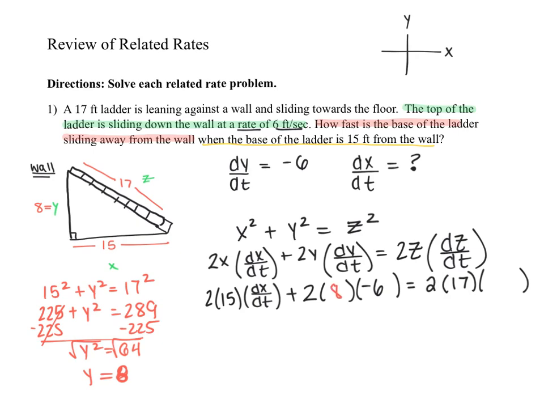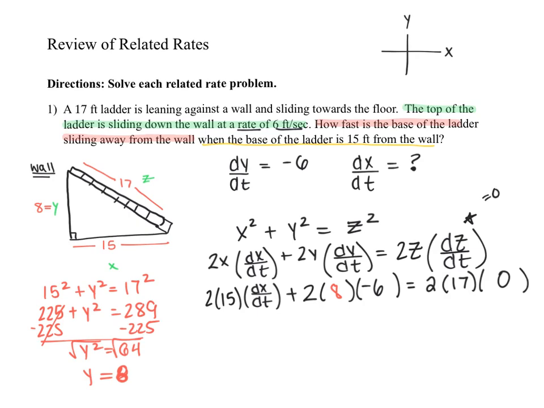And then the last thing is dz/dt. Now, dz/dt means at what rate is the distance of the ladder changing? And that's kind of like a trick question because the distance of the ladder will never change. So that will always be 0 because the ladder is a constant distance that's never ever changing. So that will always be the case for all these ladder problems. dz/dt will always equal 0.